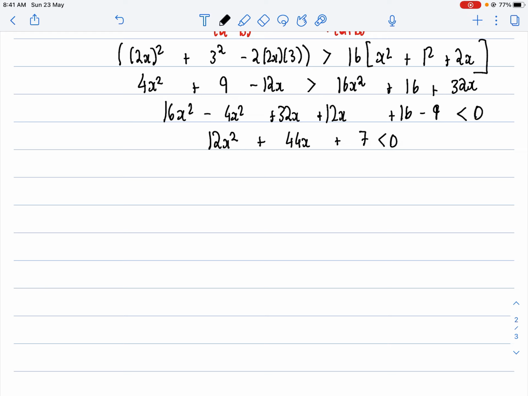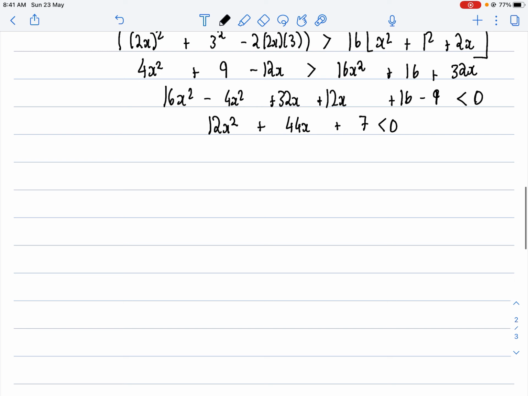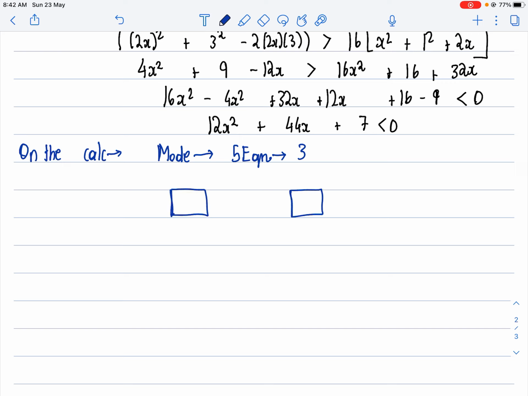Now as you can see, this is a quadratic. So what you can do is solve this quadratic on the calculator simply. On the calculator, go to mode, then go to 5 where equation is written, then click on 3. There you get 3 coefficient boxes.